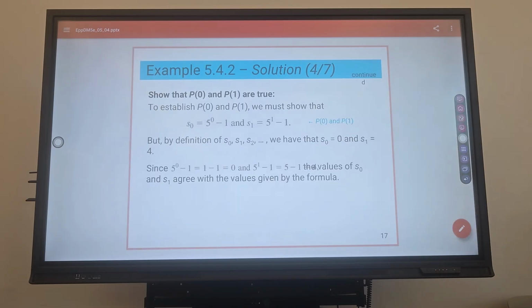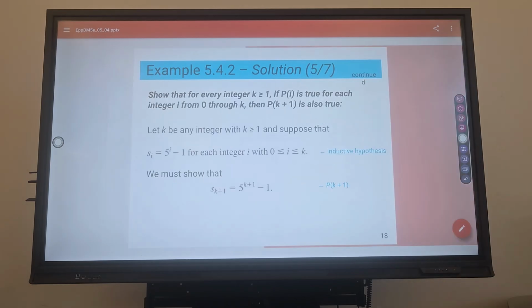So show that P of 0 and P of 1 are true. So S sub 0 is 5 to the 0, or 1, minus 1, or 0, which equals 0. And S sub 1 equals 5 to the 1 minus 1, which is 4, which agree with the values given by the definition of the sequence. Now show that for every integer k greater than or equal to 1, if P of i is true for each integer i from 0 through k, then P of k plus 1 is also true.